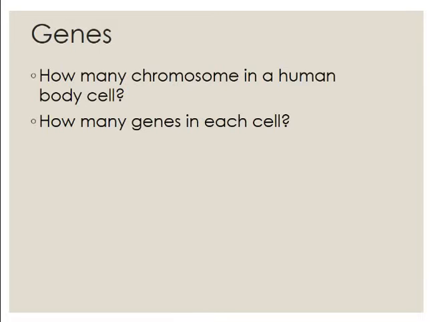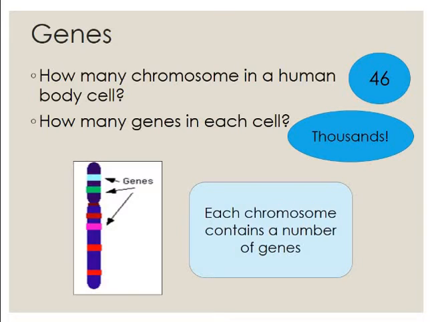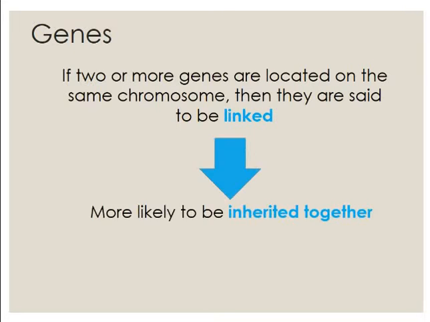Well, we know that each body cell contains 46 chromosomes, or 23 pairs, but the amount of genes in them is thousands. That means that every single chromosome has to have quite a lot of genes located on it. And that's an important concept for what we're going to discuss in a minute. If two or more genes are located on the same chromosome, they are said to be linked. If they are linked, they are more likely to be inherited together. It means you don't have such high chances of separating those two genes.